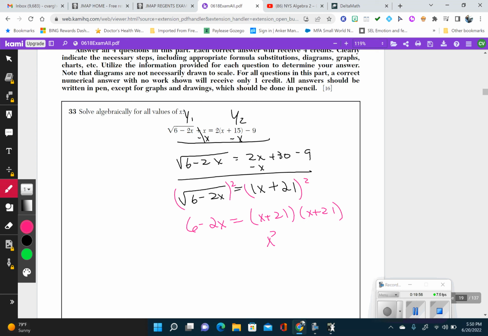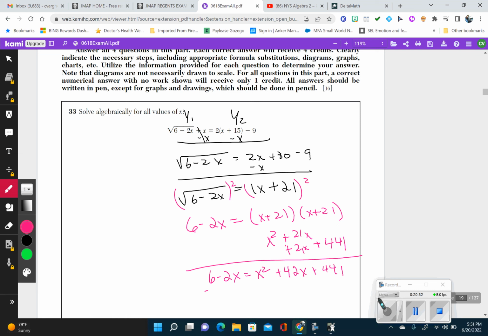FOIL, so it's going to be x squared plus 21x plus another 21x plus 21 times 21 is equal to what? What is that? 441? Yeah, 441. Okay. I am not a genius. I just did it in a calculator. This is 21x, so that's going to give me x squared plus 42x plus 441 is equal to 6 minus 2x.